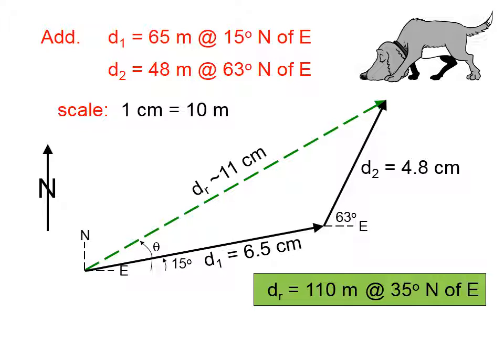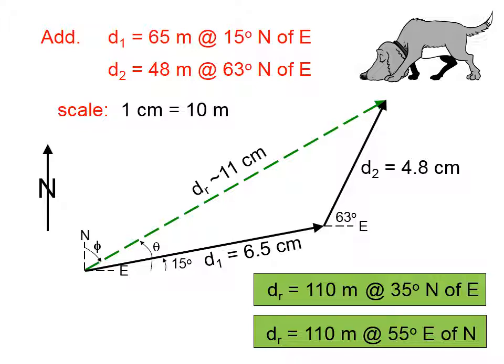If instead I wanted to measure that same resultant relative to north, then I would get my protractor out and I would measure that angle, which I've labeled phi. And I would report that as so many degrees east of north, like 55 degrees east of north.